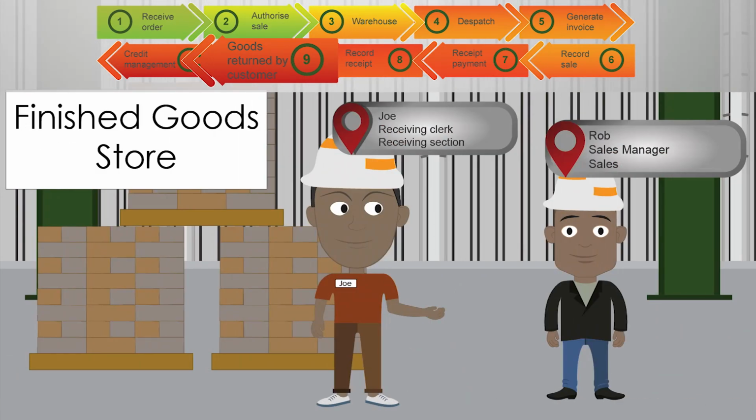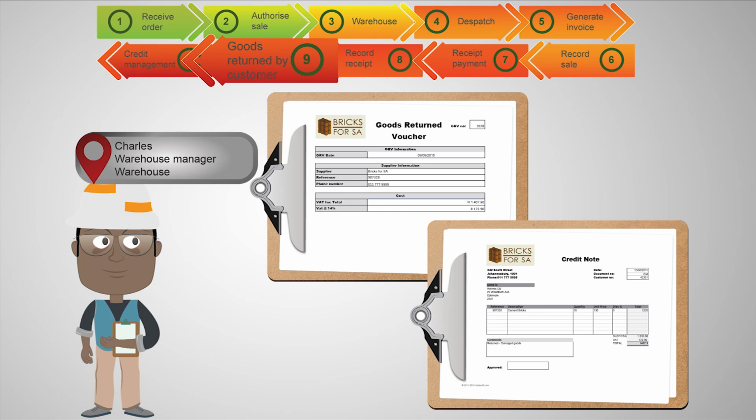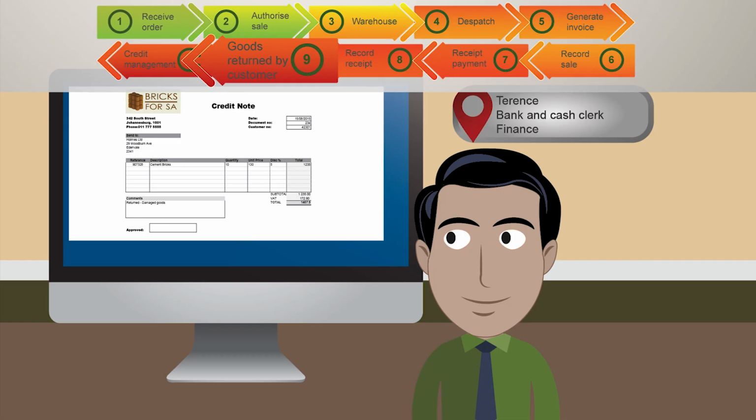If the goods returned do not match the delivery note, Charles will inform Rob, the sales manager. Rob will contact the client to follow up on the discrepancy. The goods will not be booked into the store until the differences have been resolved. A credit note is prepared and sent to Charles to check against the GRV and sign off. After Charles authorizes the credit note, he sends the credit note to the finance department for further processing.